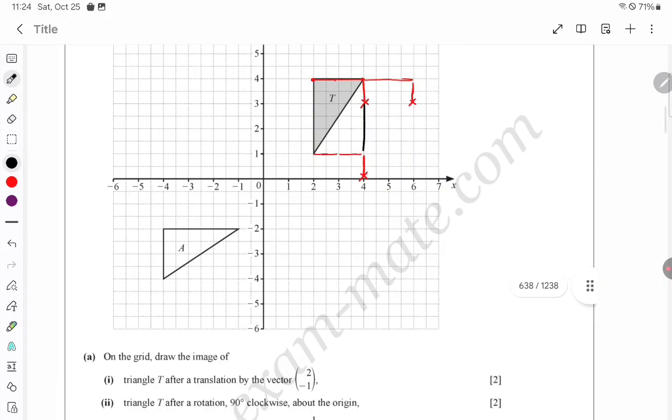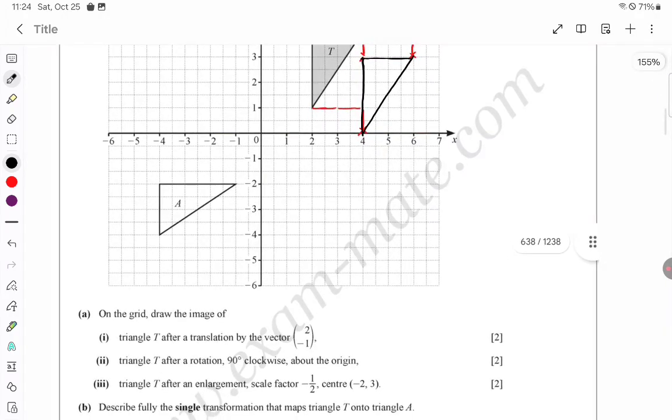First point, second point, and our third point. This is our triangle translation by 2 comma negative 1. In part B, triangle T after rotation 90 degree clockwise about the origin.